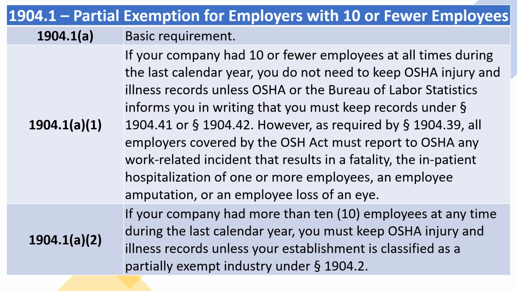However, as required by Section 1904.39, all employers covered by the OSHA Act must report to OSHA any work-related incident that results in a fatality, the inpatient hospitalization of one or more employees, an employee amputation, or an employee loss of an eye. 1904.1 A.2. If your company had more than 10 employees at any time during the last calendar year, you must keep OSHA injury and illness records unless your establishment is classified as a partially exempt industry under Section 1904.2.